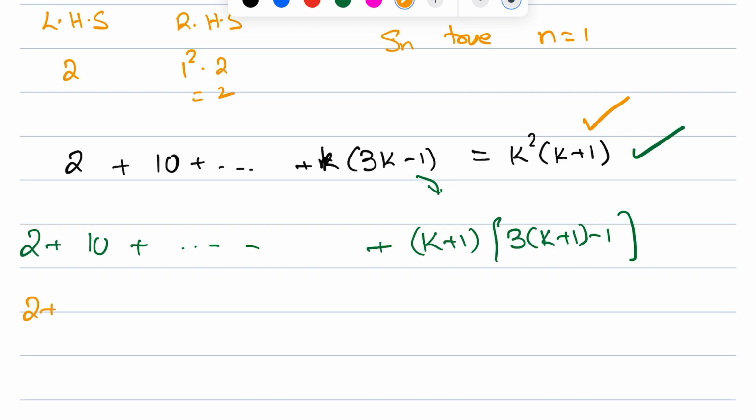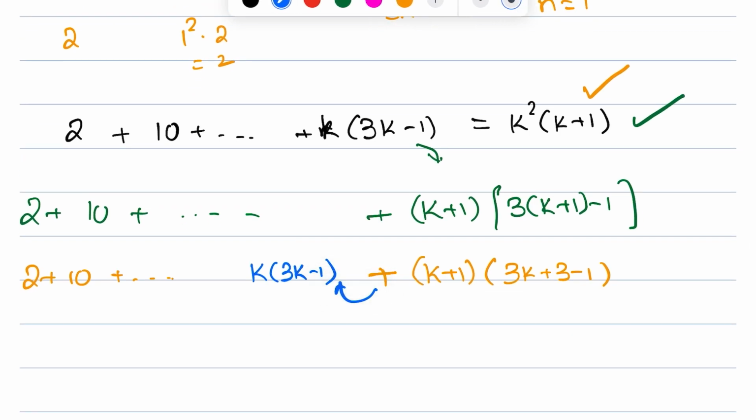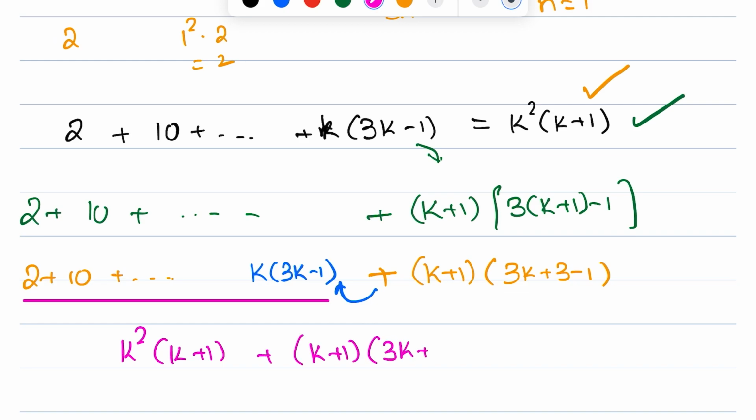So 2 plus 10 plus and so on plus, this is (k plus 1) times 3k plus 3 minus 1. So what would have been the previous term? The previous term would have been k times (3k minus 1). Now this undergoes the entire assumption. What is this entire assumption? k square times (k plus 1) plus (k plus 1) times (3k plus 2).